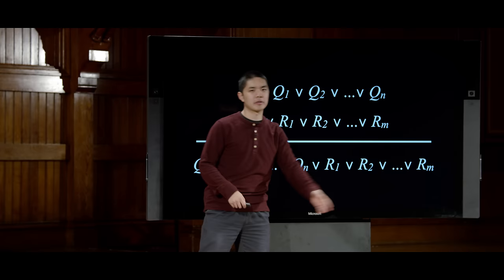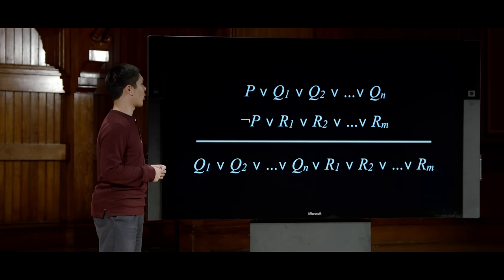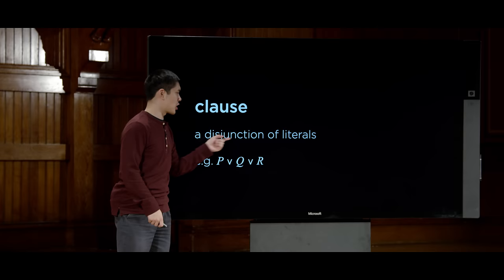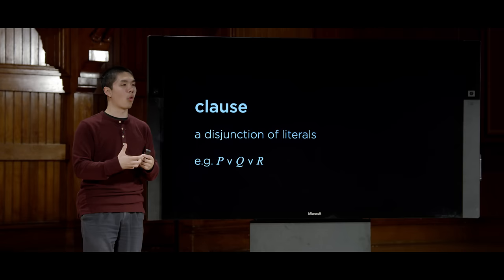And this is just a generalization of that same rule we saw before. Each of these things here are what we're going to call a clause, where a clause is formally defined as a disjunction of literals, where a disjunction means it's a bunch of things that are connected with or. Disjunction means things connected with or. Conjunction, meanwhile, is things connected with and.